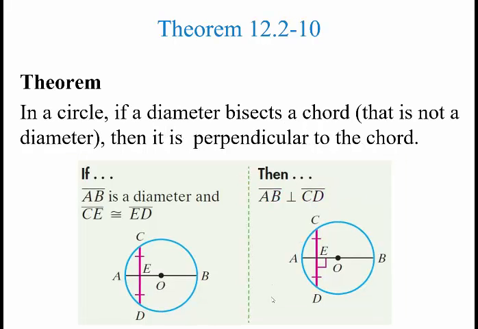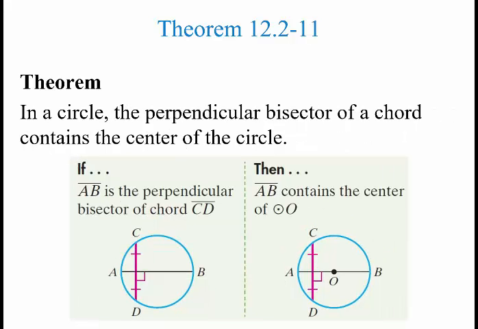Another theorem: if in a circle, a diameter bisects a chord that is not a diameter, then it is perpendicular to that chord. So if AB is a diameter here, and it bisects any chord, CE and ED here, and they're congruent, then we can say for sure that AB is perpendicular to CD, like that.